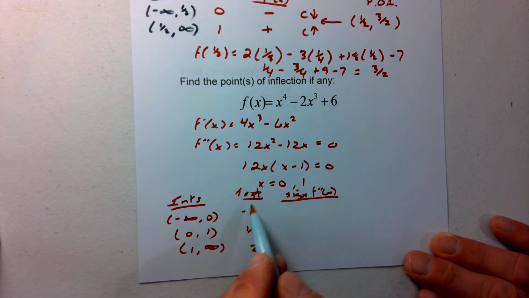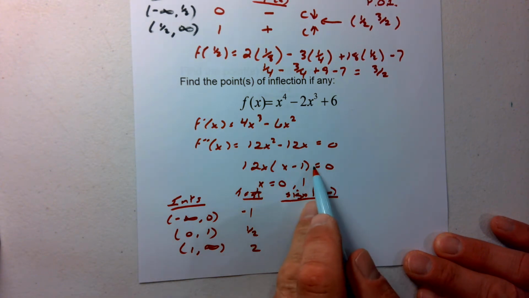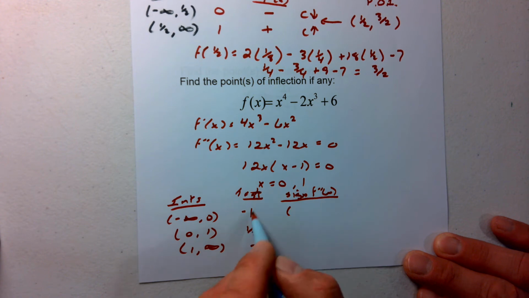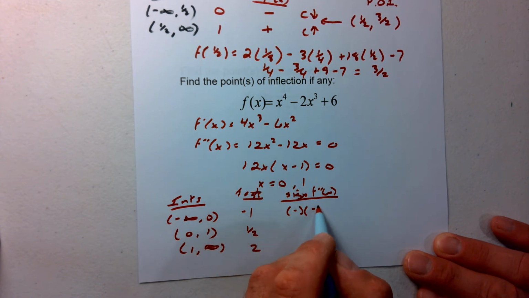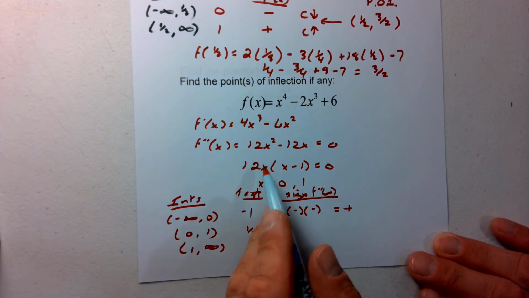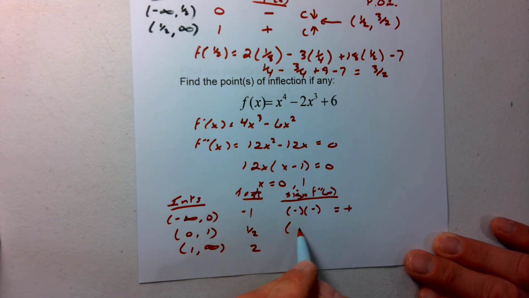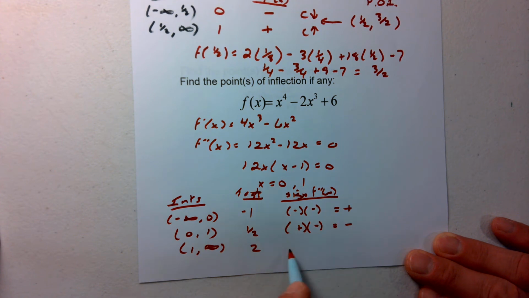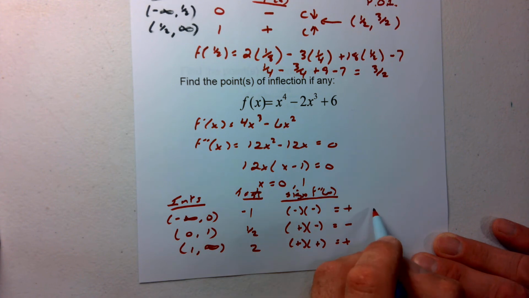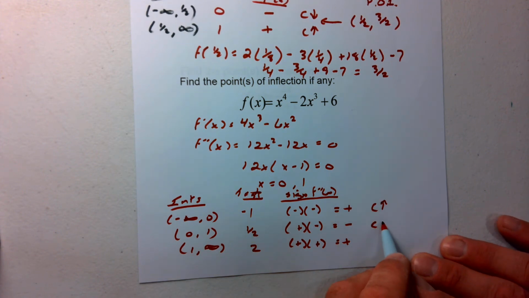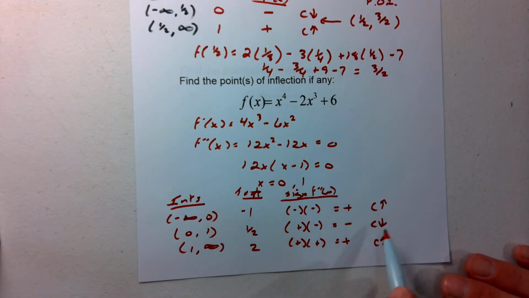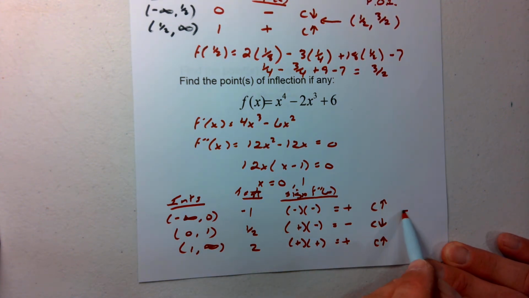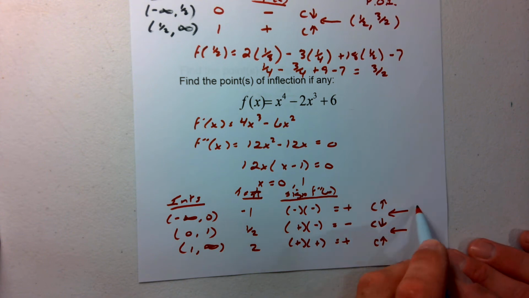The sign of the second derivative, negative 1. And we're going to plug in this negative in this factored form. Plugging in negative 1, I get a negative times a negative, which is a positive. Plug in 1/2, I get a positive, and then here I get a negative, so I get a negative, and then 2, I get a positive and a positive, which is a positive. So I have concave up, concave down, and then a concave up. So I have three intervals there.